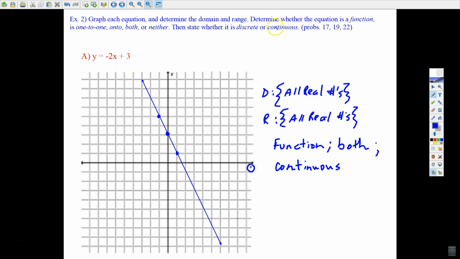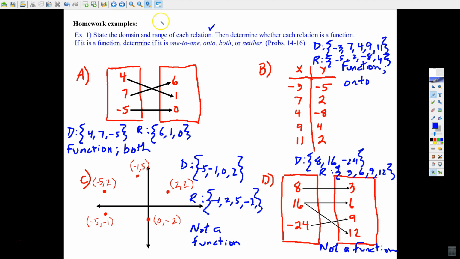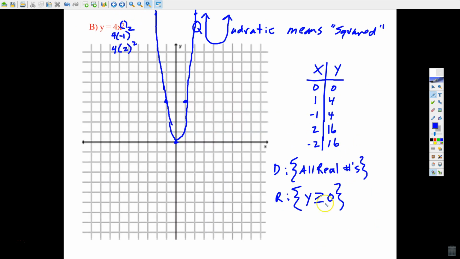Alright, is it a function? Sorry, I went the wrong way. Is it a function? Yes. It passes the vertical line test, and there are no repeats. There will not be any repeats in the domain. So now let's get specific.